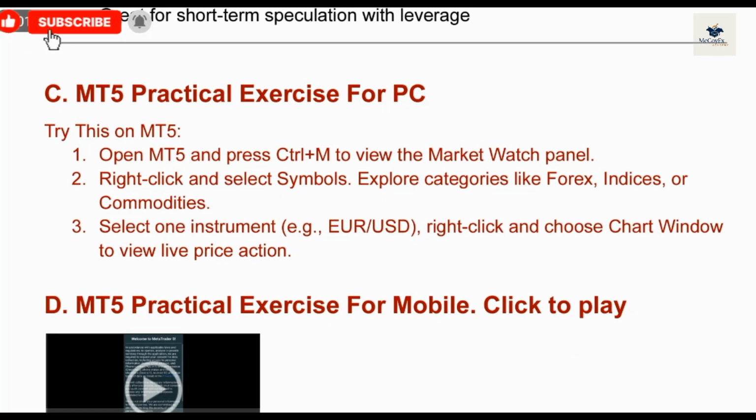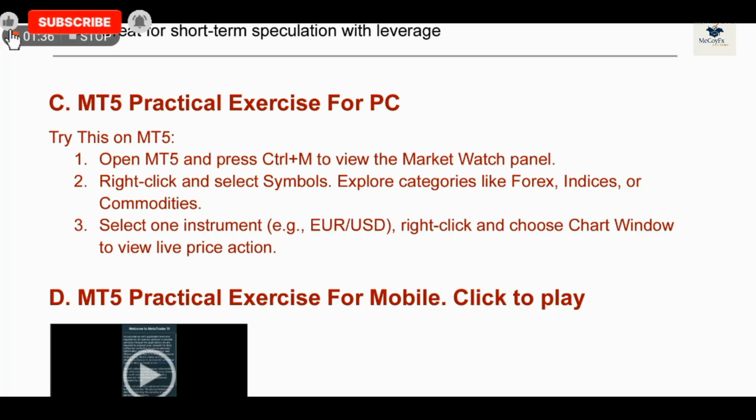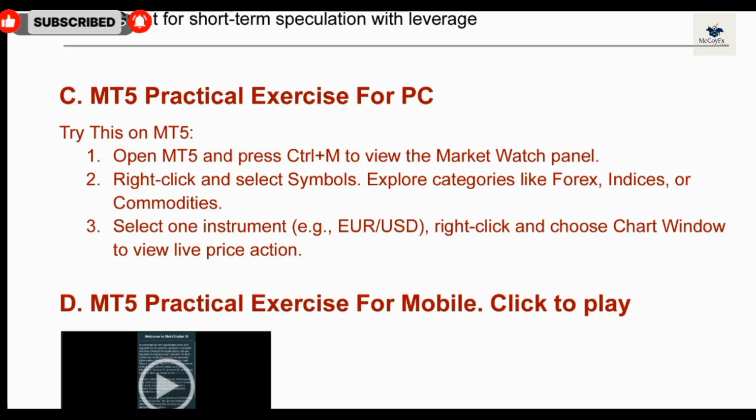So if you're using the MT5 on PC, you can open your MT5 on the PC and press Ctrl+M to view the market watch panel. Right click and select symbols. Explore categories like Forex, indices, or commodities. Select one instrument, example Euro USD. Right click and choose chart window to view live price action.